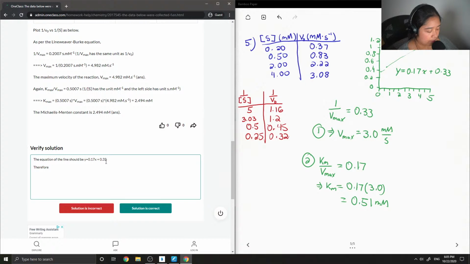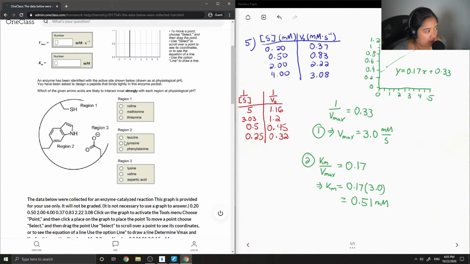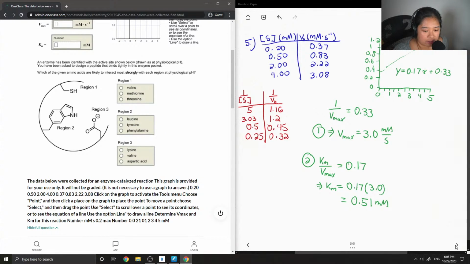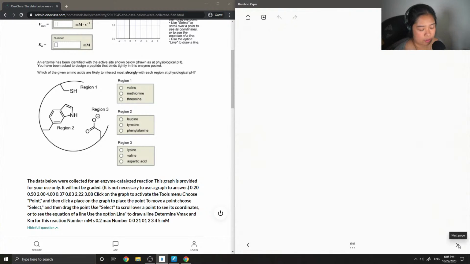Therefore, V max will be equal to 3.0 over S, and Km will be equal to 0.51 mM. It doesn't look like they answered part B of this question, but I'm just gonna do it right here.